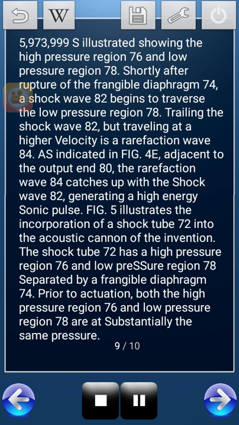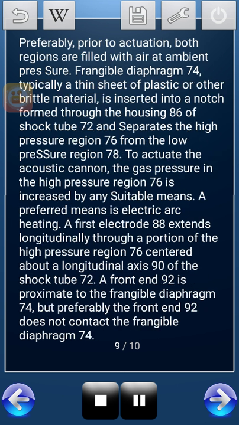Fig. 5 illustrates the incorporation of a shock tube 72 into the acoustic cannon of the invention. The shock tube 72 has a high pressure region 76 and low pressure region 78 separated by a frangible diaphragm 74. Prior to actuation, both the high pressure region 76 and low pressure region 78 are at substantially the same pressure. Preferably, prior to actuation, both regions are filled with air at ambient pressure. Frangible diaphragm 74, typically a thin sheet of plastic or other brittle material, is inserted into a notch formed through the housing 86 of shock tube 72 and separates the high pressure region 76 from the low pressure region 78.